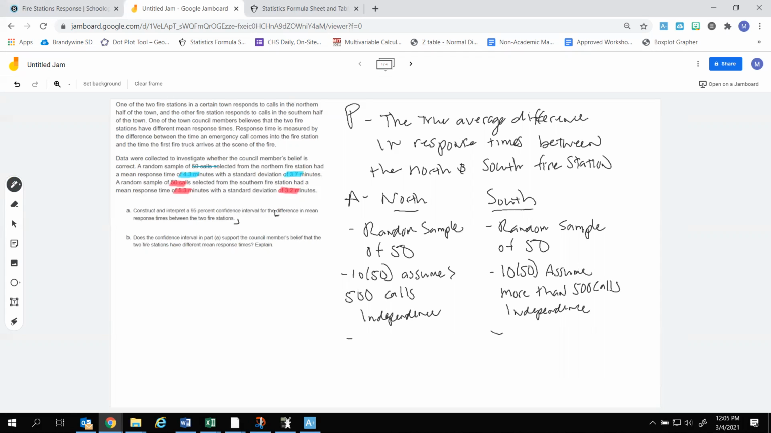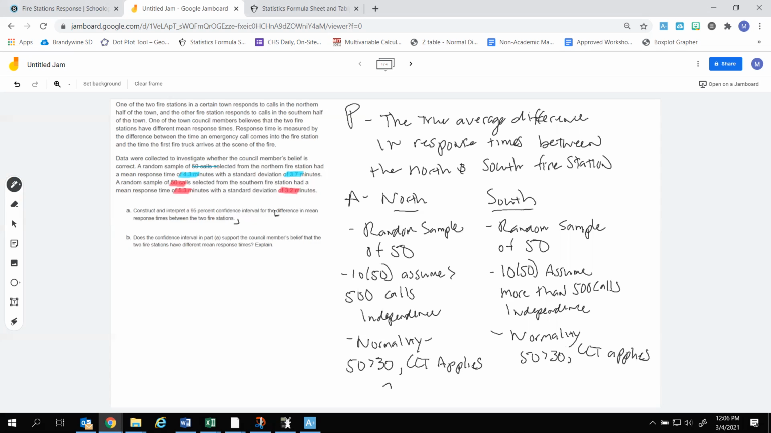For normality, we don't have raw data, so we can't do a normal plot. The question doesn't say anything about normality, but we have a sample size of 50. So for normality, 50 is greater than 30, CLT applies. Same thing over here, 50 is greater than 30, so the CLT applies.